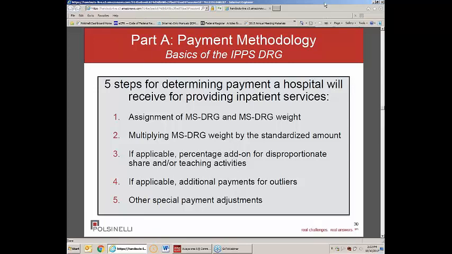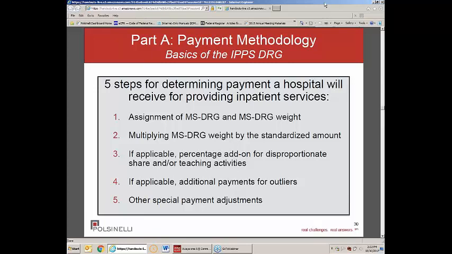The base payment rate, or the standardized amount, is not DRG specific, but it's adjusted by wage index to reflect the area that you're in and the cost of labor. That adjustment is made, and then the standardized amount is multiplied by a relative weight for that DRG. And then you get the adjustments after that.